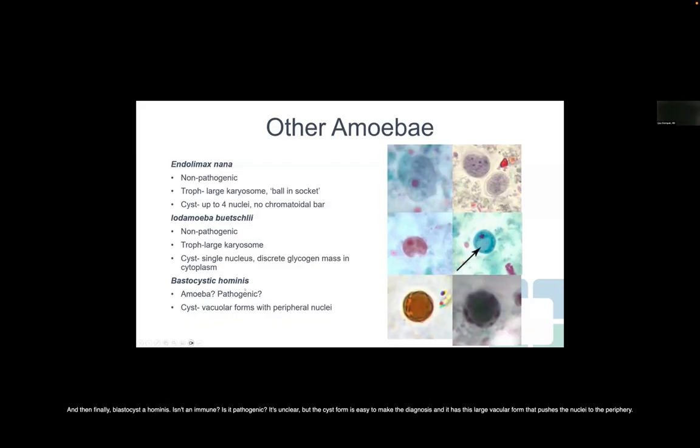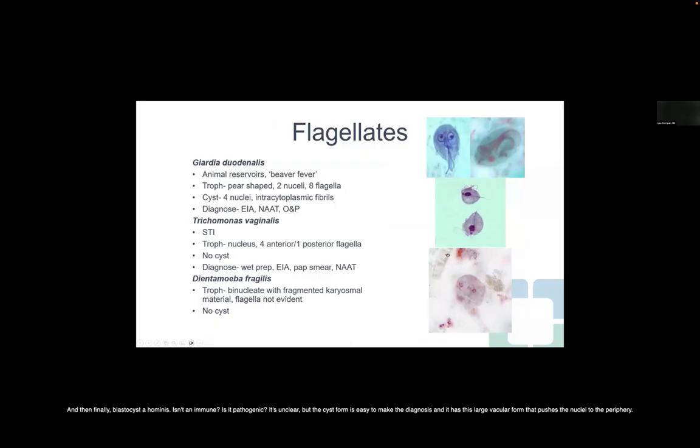And then finally, Blastocystis hominis. Is it an amoeba? Is it pathogenic? It's unclear, but the cyst form is easy to make the diagnosis, and it has this large vacuolar form that pushes the nuclei to the periphery. The flagellate group includes these 3 organisms.